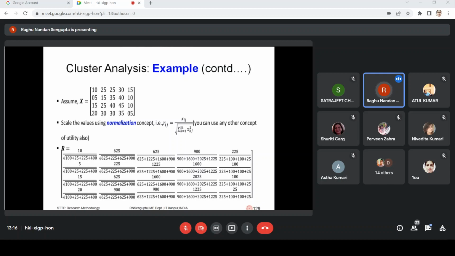Once I have the weights, I multiply R and W. R is the normalized vector, W is the weights. This comes out as the matrix V, which is a combination of weights and the net value. So that matrix now comes out. Now basically the division of the positive distance and negative distance will start.